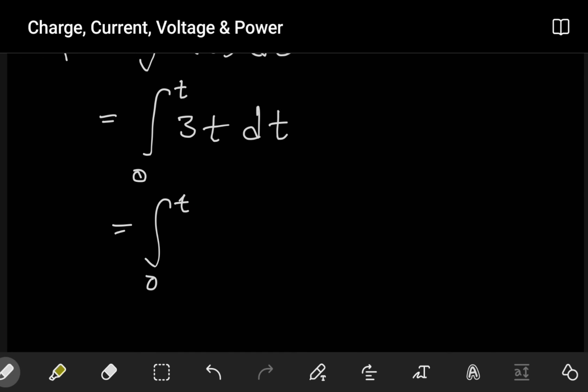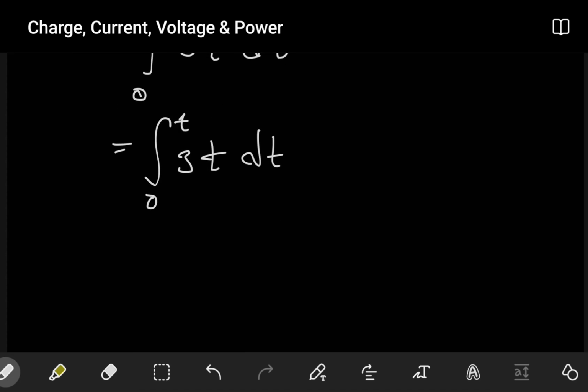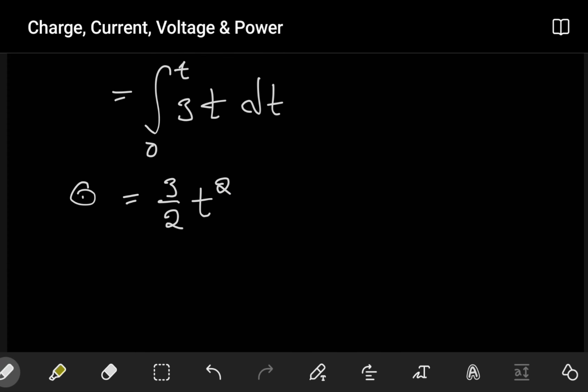So in this case, if we just integrate in a general manner from 0 to t seconds, let's say from our starting point, which is 0, to some random time t, notice that our integral of this expression will end up giving us something which is quadratic. So the integral here, of course, is going to be 3 over 2, because this is a 1. So we'll add 1 to 1, which becomes 2, we'll divide by 2, and this becomes t to the power 2. So this becomes the expression for the charge, a function of time.